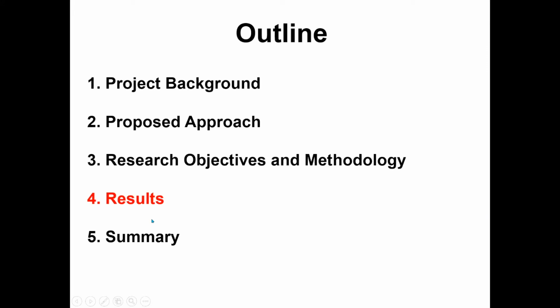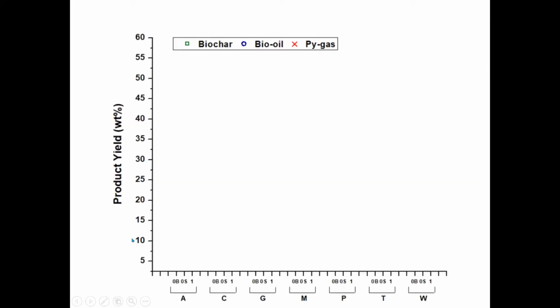Okay, so now I'll show you the results. On my side, I only have one diagram which includes everything. Here on the y-axis, we see the product yield. We have 3 products, as I mentioned, from the process: biochar, bio-oil, and pygas. And on the x-axis, I have all the different types of agricultural waste.